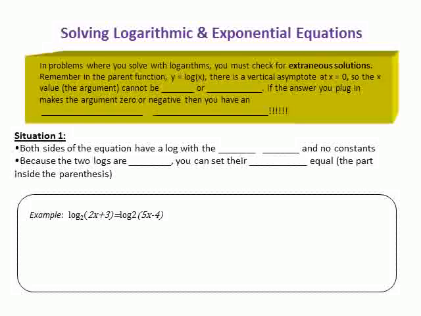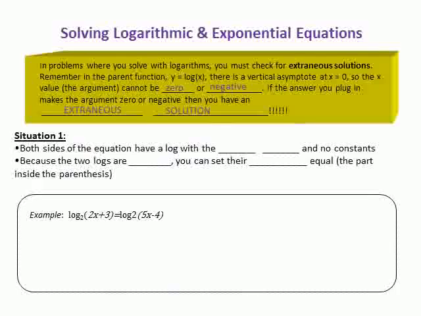If you're looking at your parent function y equals log x, that original equation has a vertical asymptote at x equals 0, so your x values always have to be greater than 0. They cannot be negative, they cannot be 0. So when you plug in your answer, if it makes your argument 0 or negative, then you have an extraneous solution.